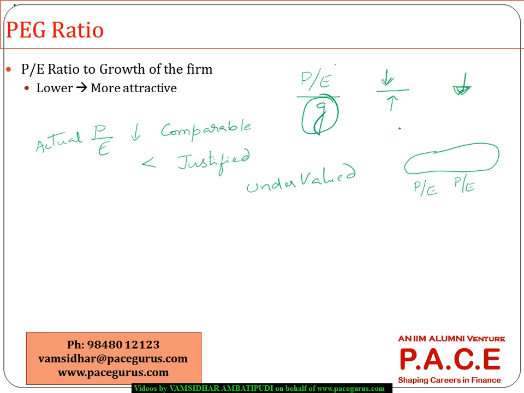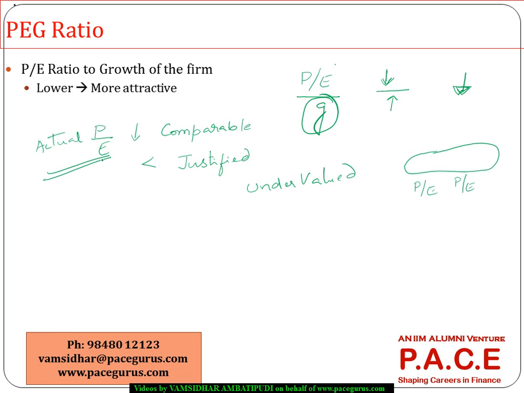But in some cases, even if the stock is properly valued, if the growth rate is much lesser, right now justified P by E and actual P by E are very much the same. But what can very well happen if the company doesn't have too much growth rate, right? In the next period, the growth is not going to come up.